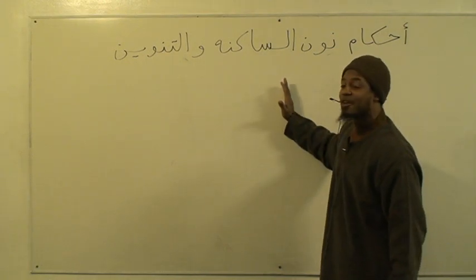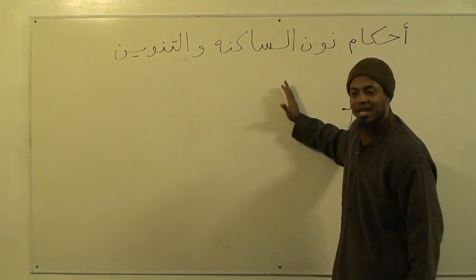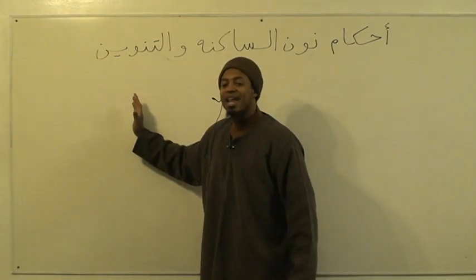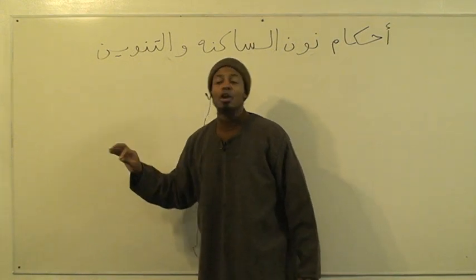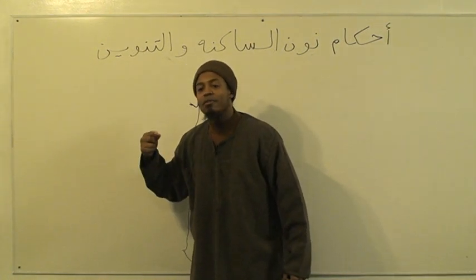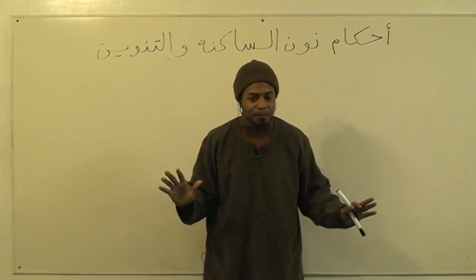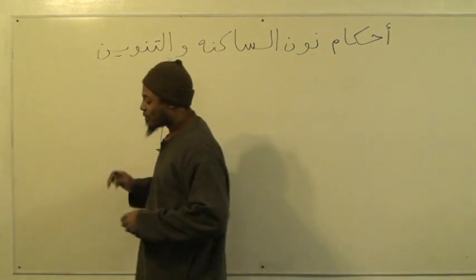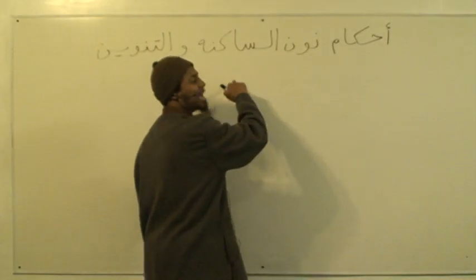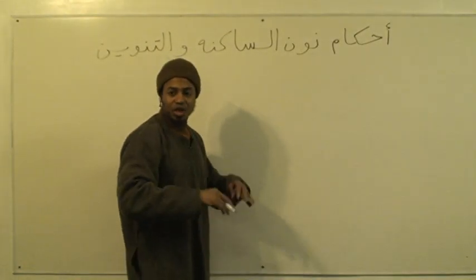Next, I said another difference is this one, noon sakina: you write the actual noon down. In this one, there's not an actual noon written down, but a sign representing the pronunciation of the noon sound. Everybody with me? Okay. Going right along, we need to look at all the different types of noon sakina so that we can look at it.